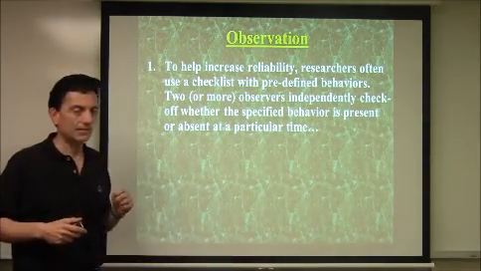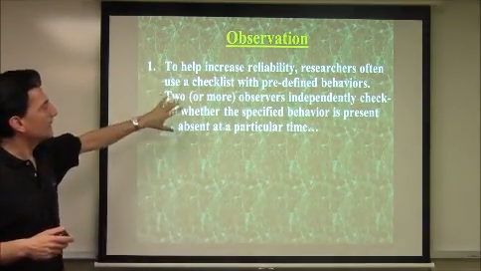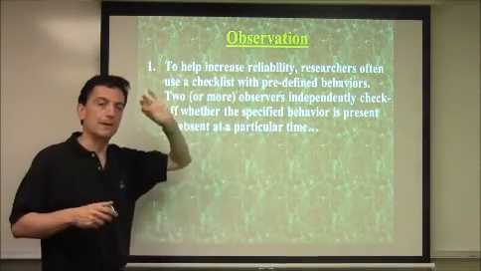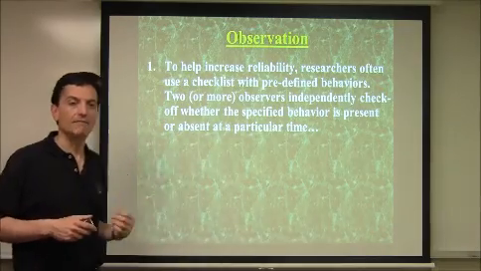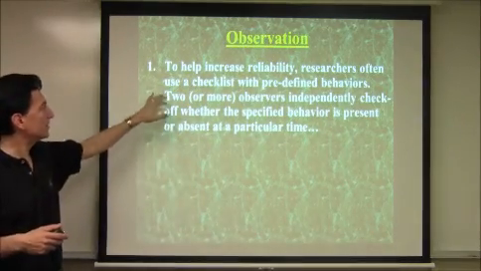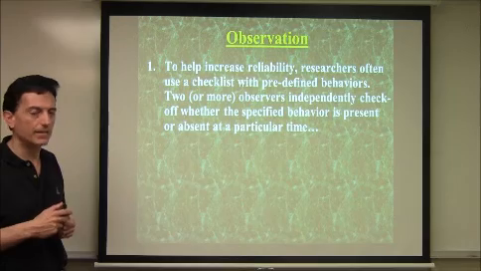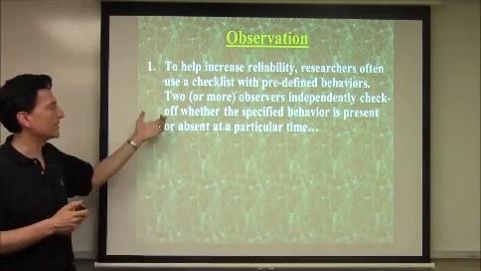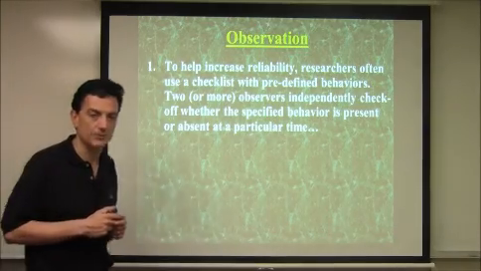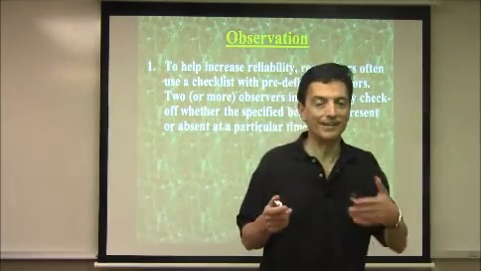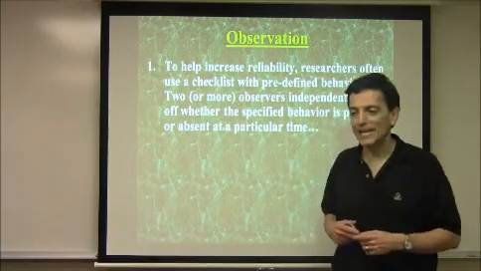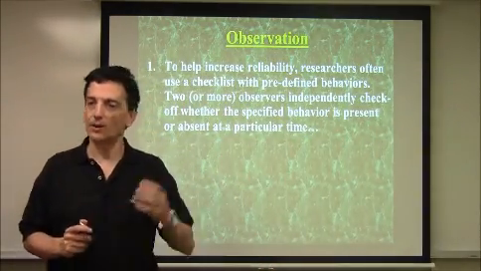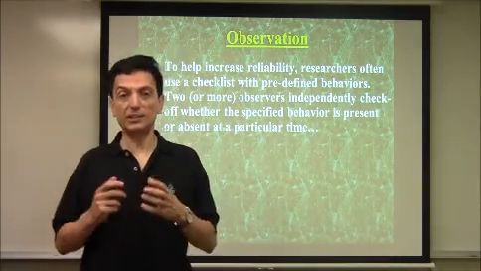Okay, let's go on to our last concept, and this relates to the issue of reliability. To help increase reliability, and you might recall this is the repeatability of an observation, researchers often use a checklist with predefined behaviors. 2 or more observers independently check off whether the specified behavior is present or absent at a particular time. So we might be looking again at aggressive behaviors, and we might be requiring a necessary condition of person-to-person contact, although we said a moment ago that would not be a sufficient condition.